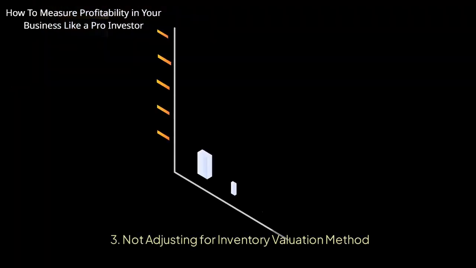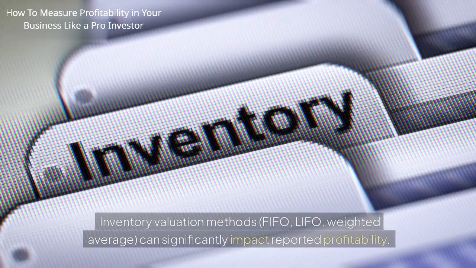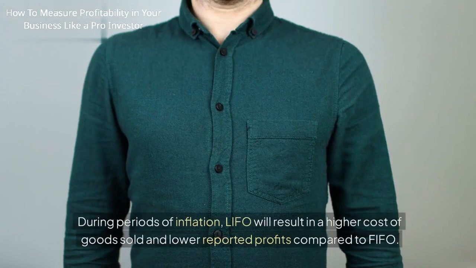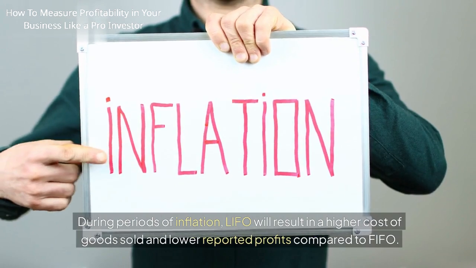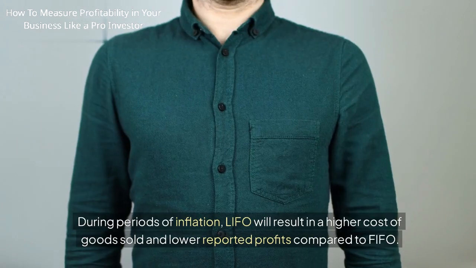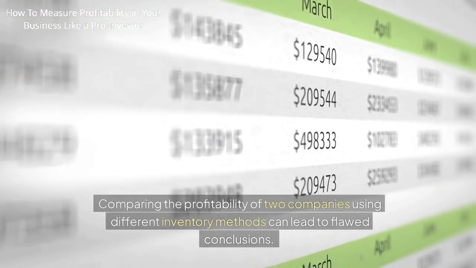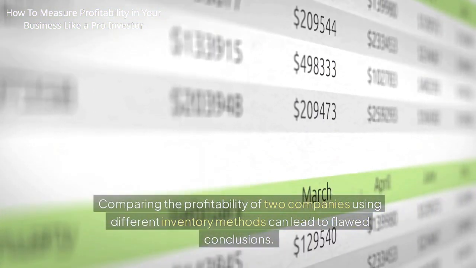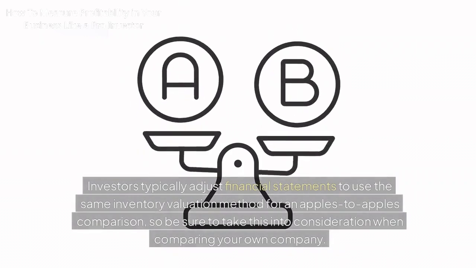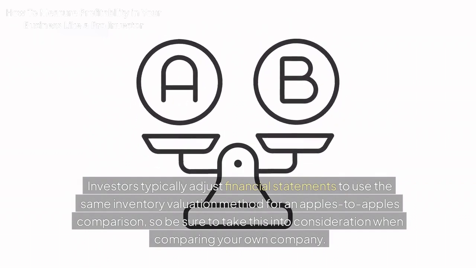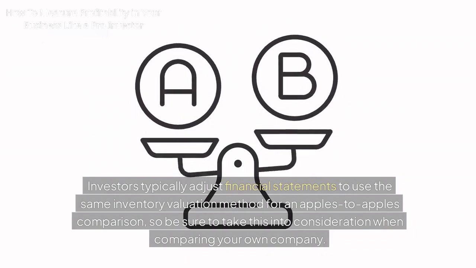3. Not adjusting for inventory valuation method. Inventory valuation methods, FIFO, LIFO, weighted average, can significantly impact reported profitability. During periods of inflation, LIFO will result in a higher cost of goods sold and lower reported profits compared to FIFO. Comparing the profitability of two companies using different inventory methods can lead to flawed conclusions. Investors typically adjust financial statements to use the same inventory valuation method for an apples-to-apples comparison, so be sure to take this into consideration when comparing your own company.